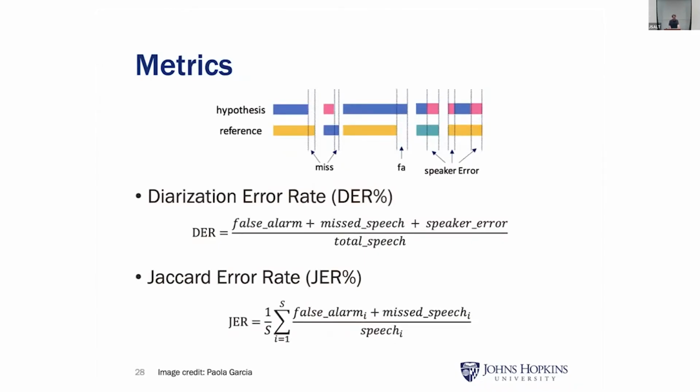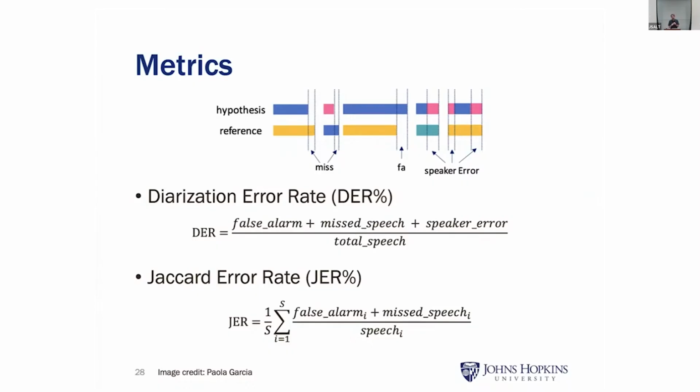Then how do we evaluate diarization systems? There's two main metrics. The first is diarization error rate. This is essentially a sum of all of the errors that have been made. This can be false alarms, i.e. we hypothesize that someone is speaking when no one is speaking. It can be missed speech, where somebody was speaking, but we didn't detect it at all. And then there's also speaker errors, where we did detect that somebody is speaking, but we gave them the wrong label. Diarization error rate is simply a sum of all of the errors, and then it's normalized according to the amount of speech.